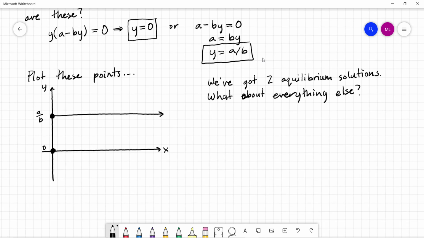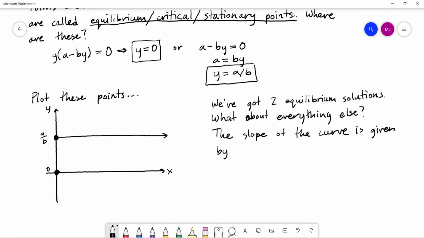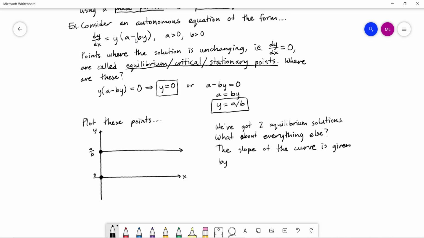Okay, I want to think really quickly just about the right-hand side. We know the slope of our curve that we're eventually going to be drawing, right? We're going to try to draw the curve y of x. We know something about the slope of that curve. The slope of the curve is given by, in this case, coming back up to what we have up here. It's right here: y times a minus by. Same thing we had here. It's given by y times a minus by.